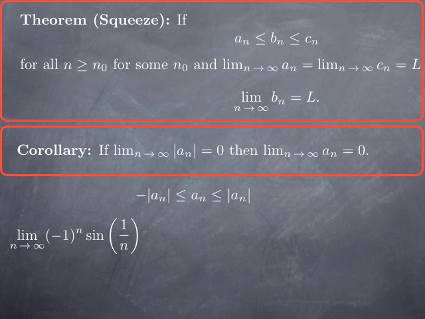Let's apply this corollary to this particular sequence. We're looking at the limit at infinity of negative 1 to the n times sine of 1 over n.